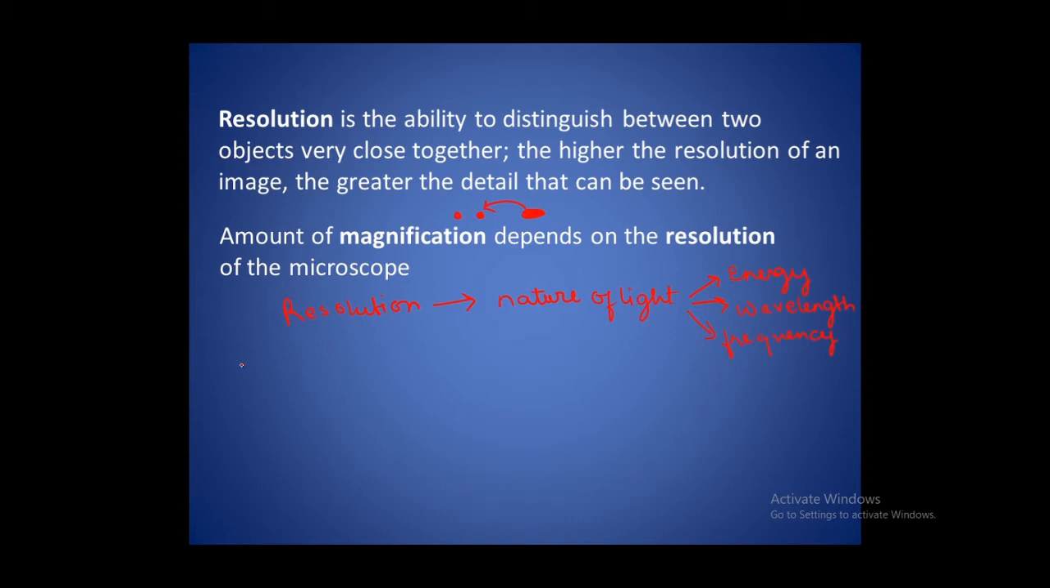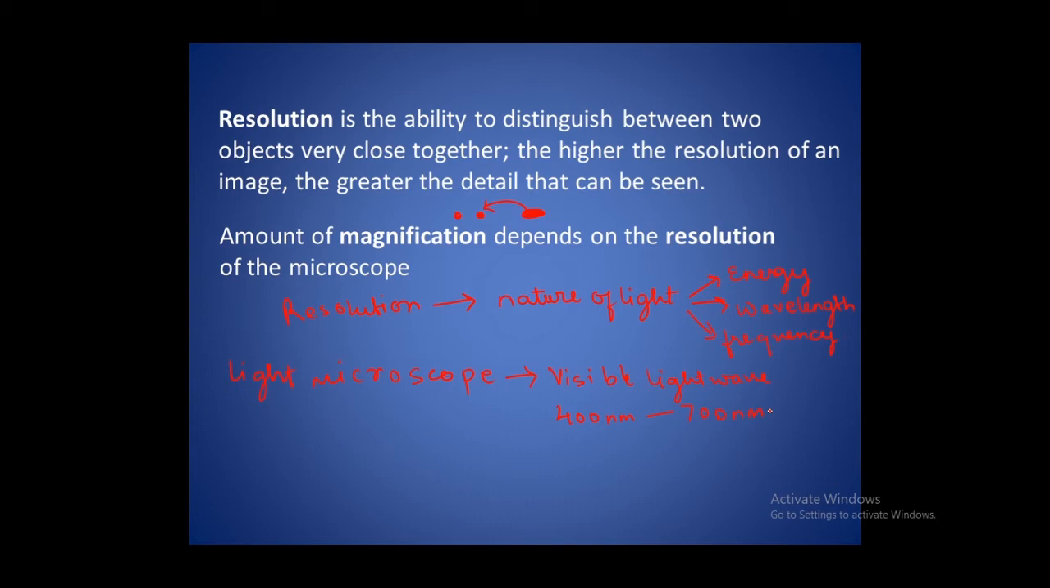So in the light microscope we are using visible light waves, and these visible light waves have a range from 400 nanometer up to 700 nanometer.